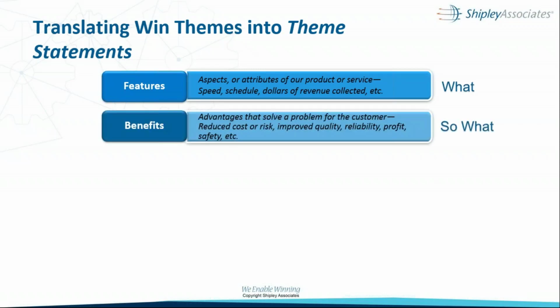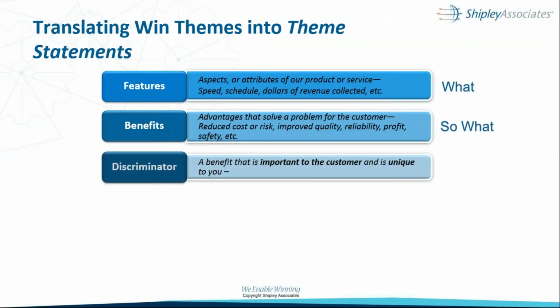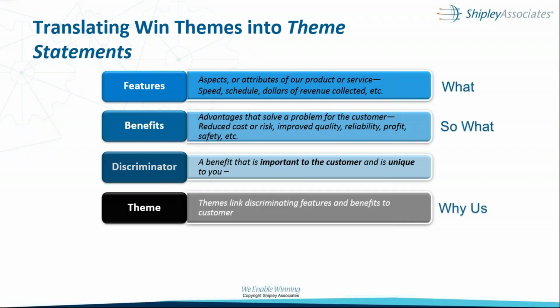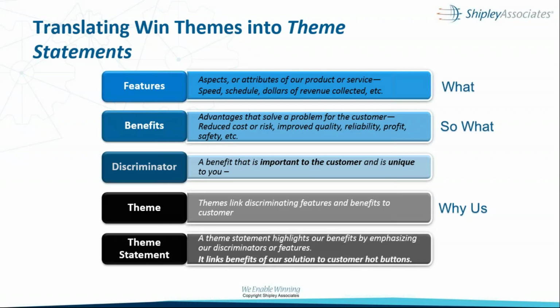So these are just some standard definitions. We've talked about features. We've talked about benefits. Features are the what we offer. Benefits answer the so what. The discriminators, then we've talked about win themes. Why us? These themes link discriminating features and benefits to the customer. Daryl talked about that linkage. If we have all these features and they don't benefit the customer, it just doesn't matter.